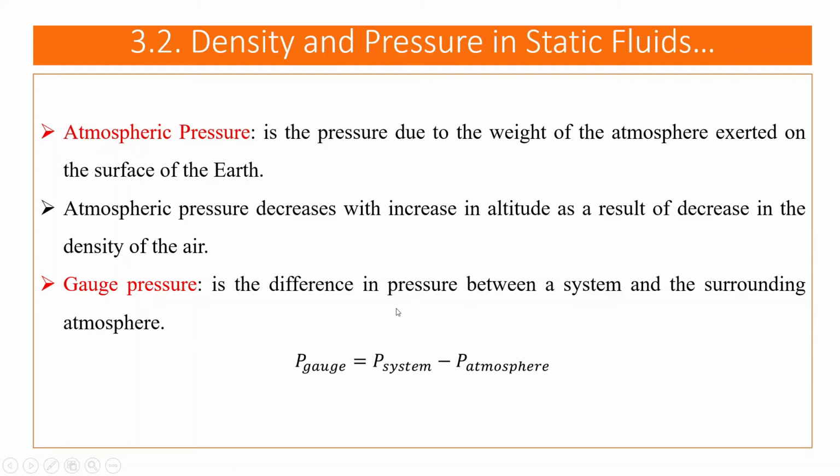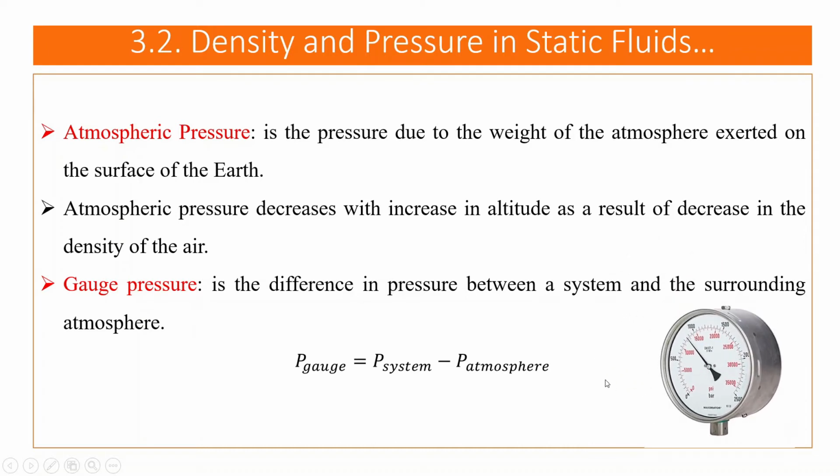Okay, so the gauge pressure can be read by an instrument. Let me show you the instrument. This is the instrument that measures the gauge pressure, so you can use this for measuring. This is an example of a widely used type of pressure gauge. There are also other pressure measuring instruments, but this is one example that helps us to find the gauge pressure.